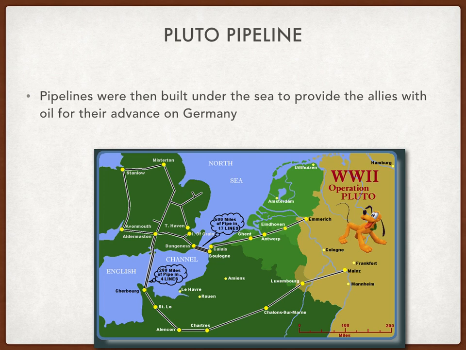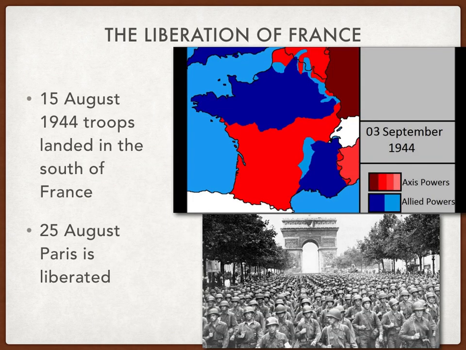The Allies also set up the PLUTO pipeline. So these pipelines were built underneath the sea, as you can see here, and they would have been brought to transport oil that would have been needed in England over to the mainland in Europe so that they could continue their attacks on Germany. Finally, the liberation of France was secured thanks to the Normandy landings.